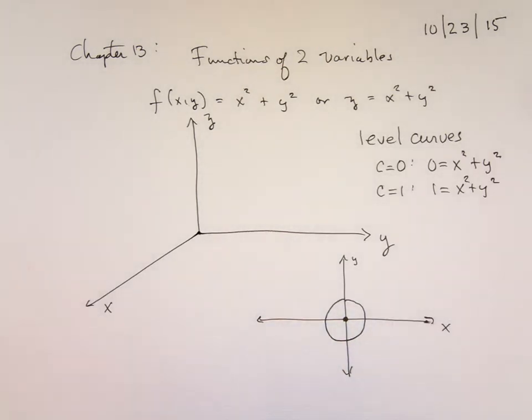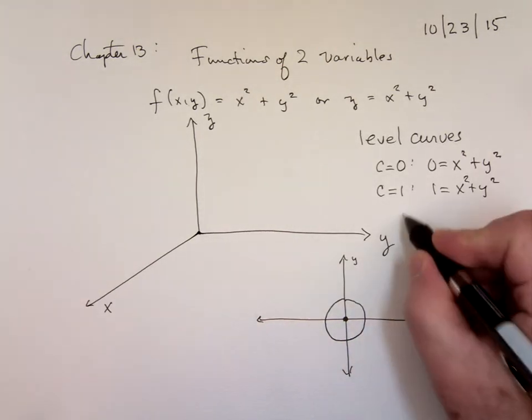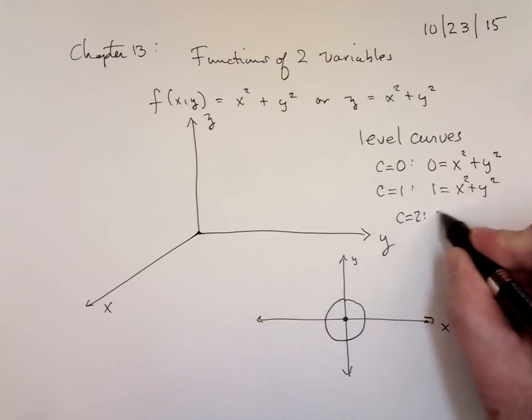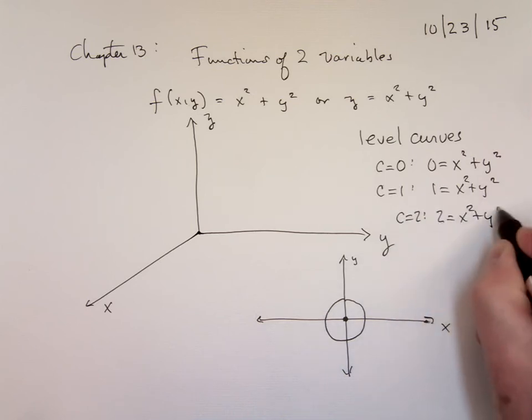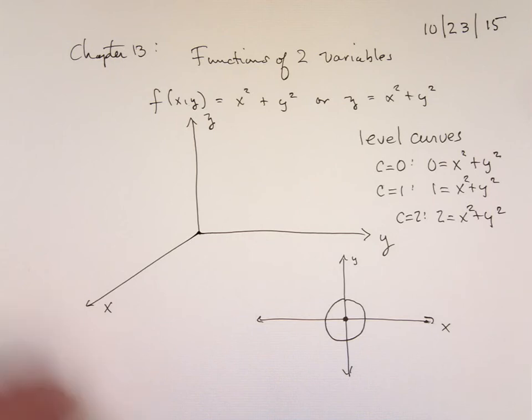Let's let c equal 2. We'll get 2 equals x squared plus y squared. What does that describe? Another circle, a circle of radius square root of 2.